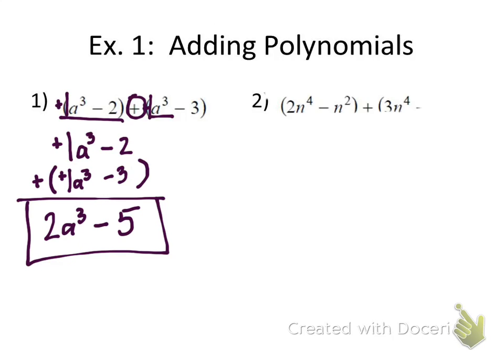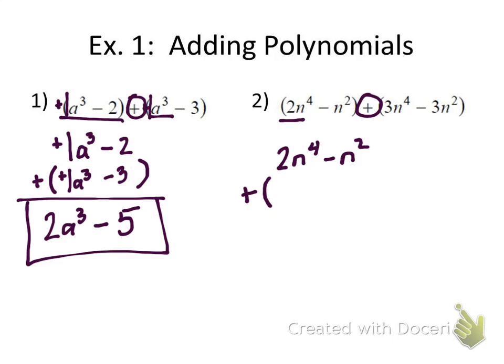Let's try number 2. We have 2 different types of terms, n to the fourth and n to the second. Again, start with the first term. Our first binomial with the largest exponent, so it's 2n to the fourth. So I'm going to bring that down first, 2n to the fourth, and bring down any other exponent. We have n to the second right next to it. There are no n to the third, so we don't have to put that into this example. Then we ask ourselves, what's the operation? Put the operation on the outside.